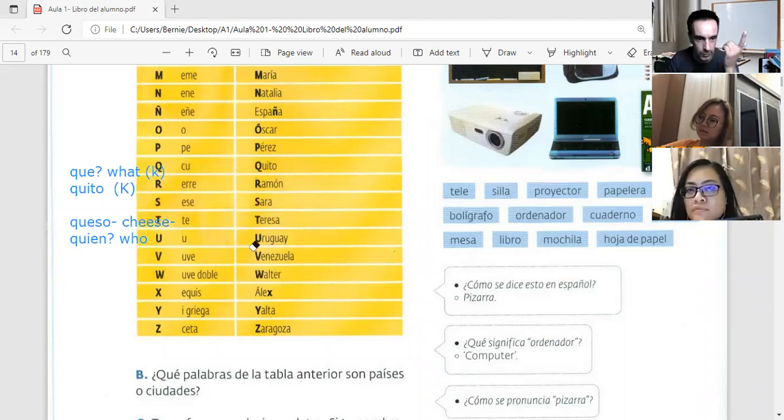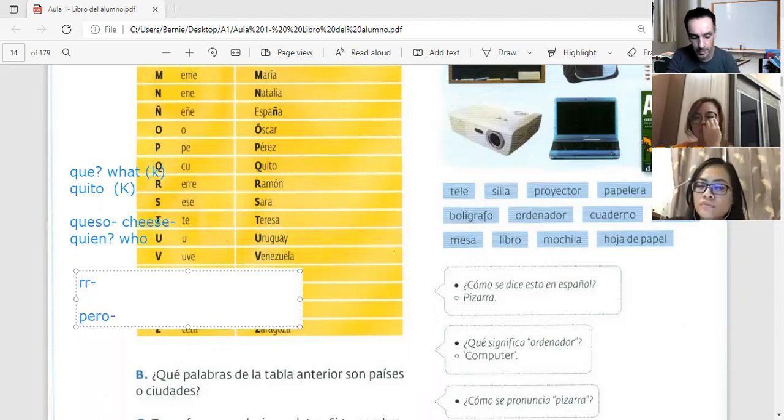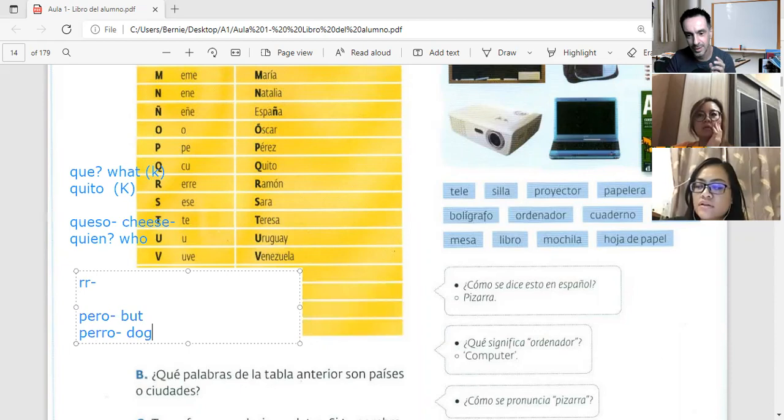Then R, de Ramón. A long time ago, we used to have the double R as a letter, but they eliminated it. We just say double R. It's very common. For example, pero, with one R, means but. But perro is dog. You can listen to my pronunciation: perro. Pero is but.